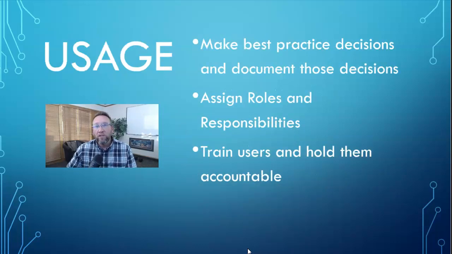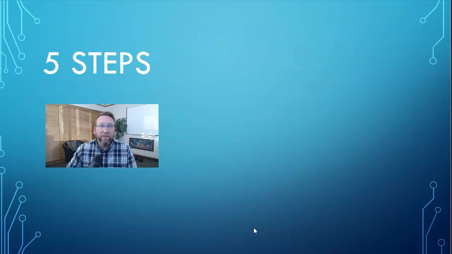When we're talking about the usage of the software, we assign roles and responsibilities. We make best practice decisions and document those decisions. We train users and hold them accountable for the way they use the software. So the 5 steps that we will guide you through if you purchase our implementation services are these.